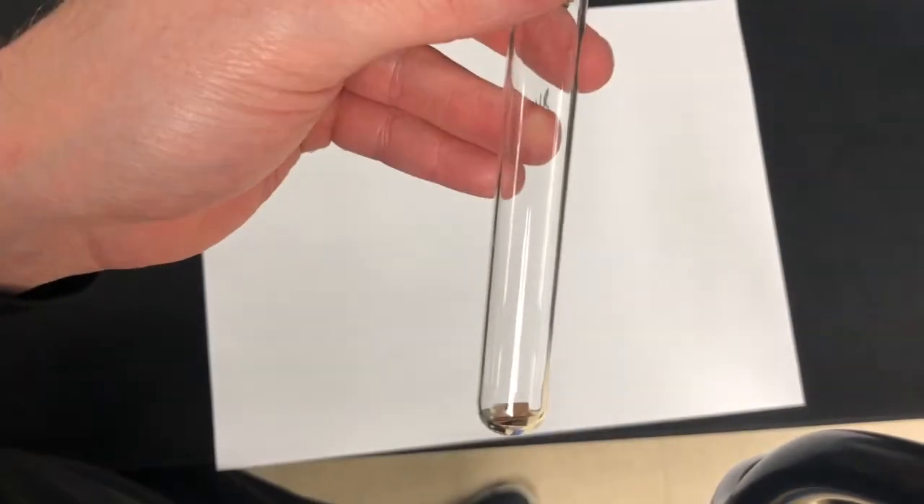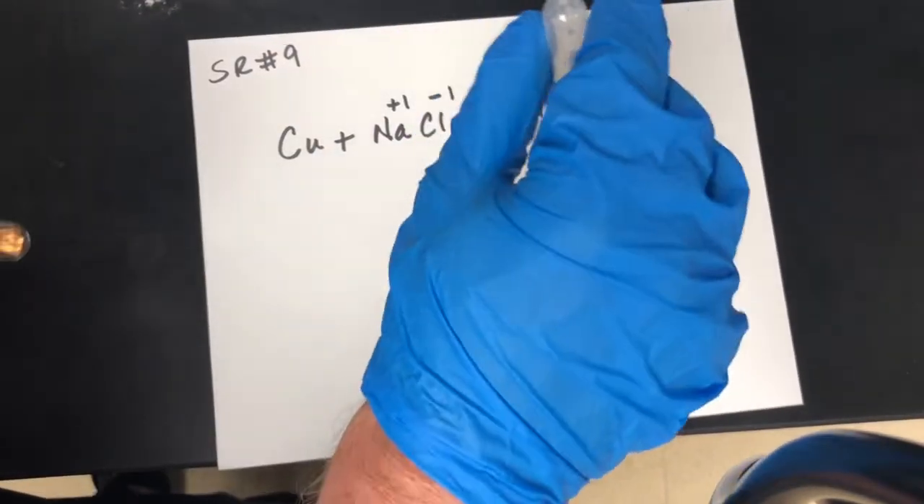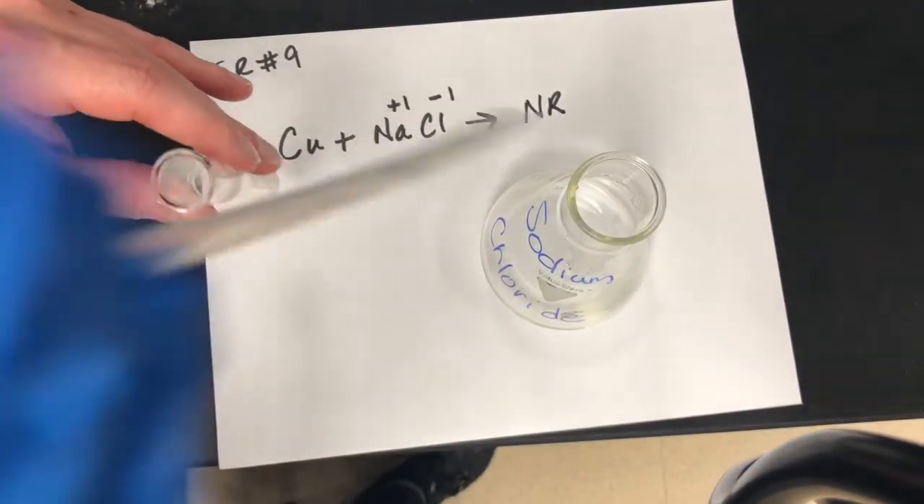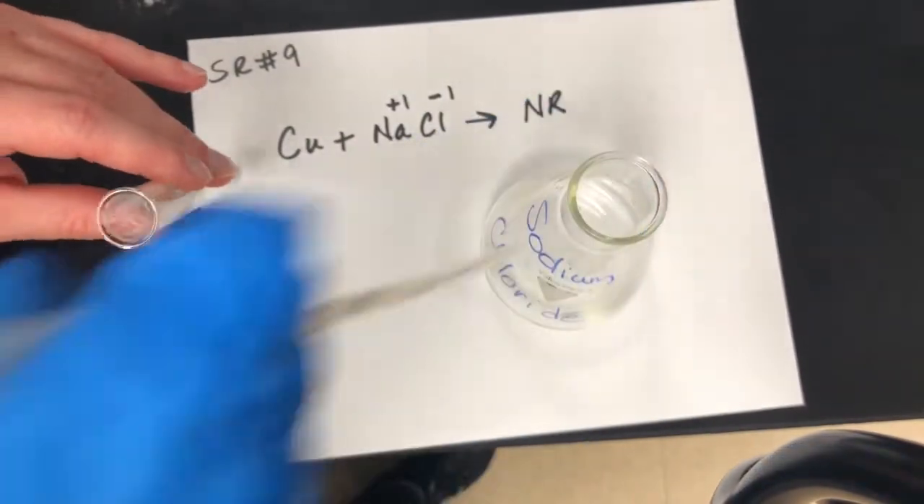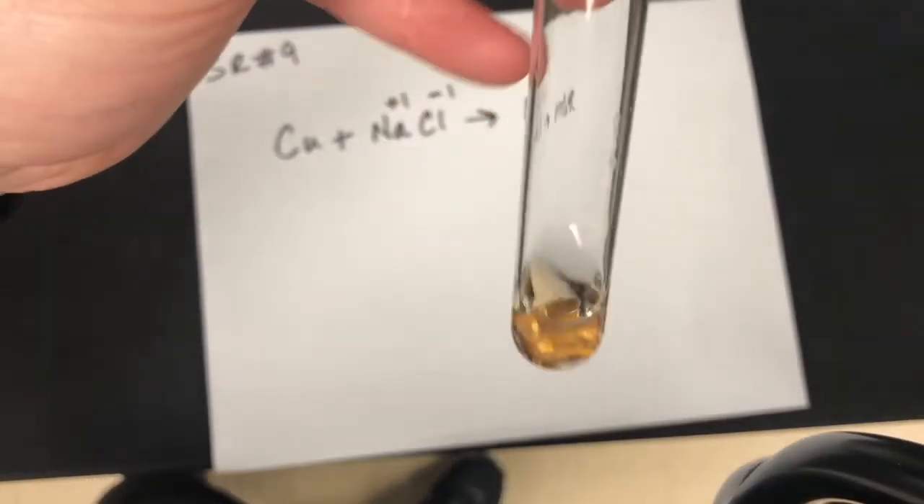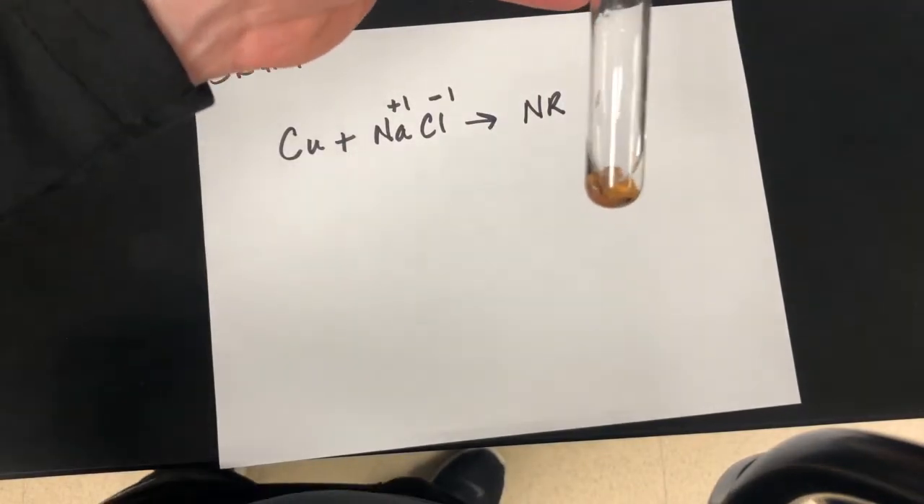This is reaction number 9 for single replacement. I took some copper metal, I already put it in my test tube, and I'm going to take some sodium chloride. Sodium chloride is a clear solution. Okay, so I'm going to add a couple squirts to my test tube. Make sure I cover all the metal. Let's see if anything happens. So as you can tell, nothing happens. Okay, so our hypothesis was right that there was going to be no reaction with copper and sodium chloride.